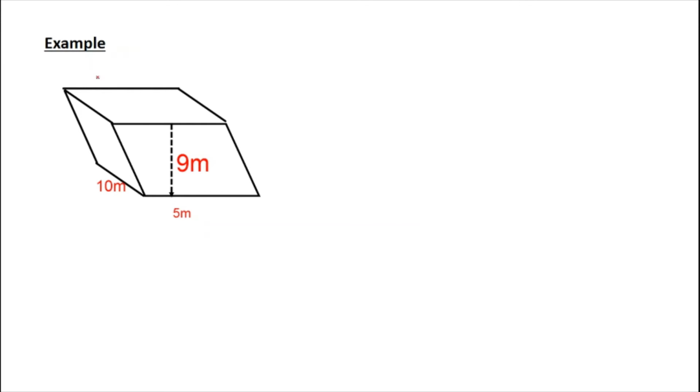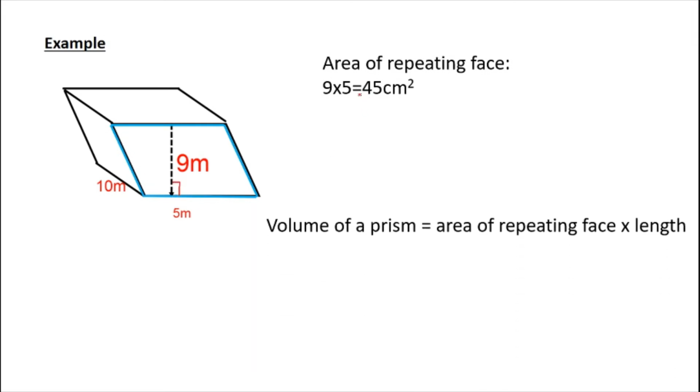So here is a parallelogram. We have a front face that is there. So this is a parallelogram prism. The repeating face, 9 times 5 to get us 45. And the volume is always the repeating face times the length. So we're going to take that, times it by 10, 450 centimeters cubed.